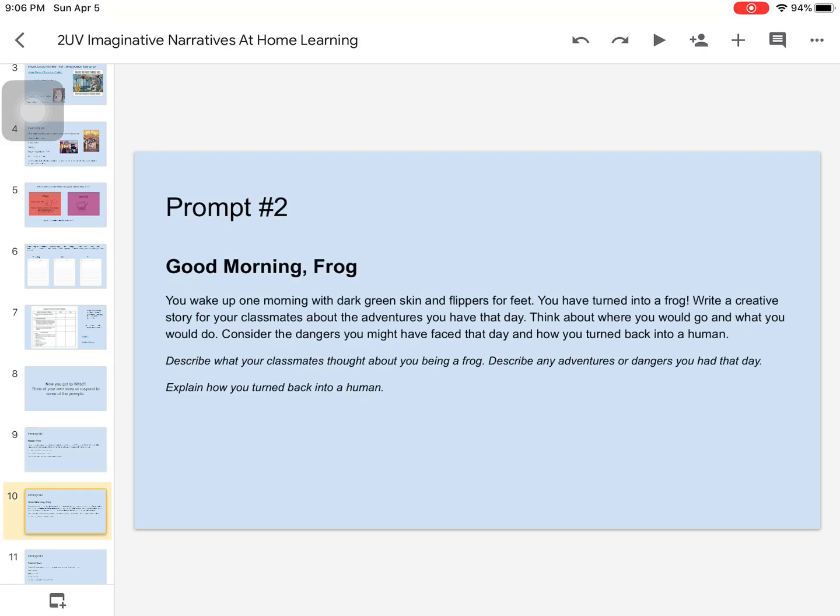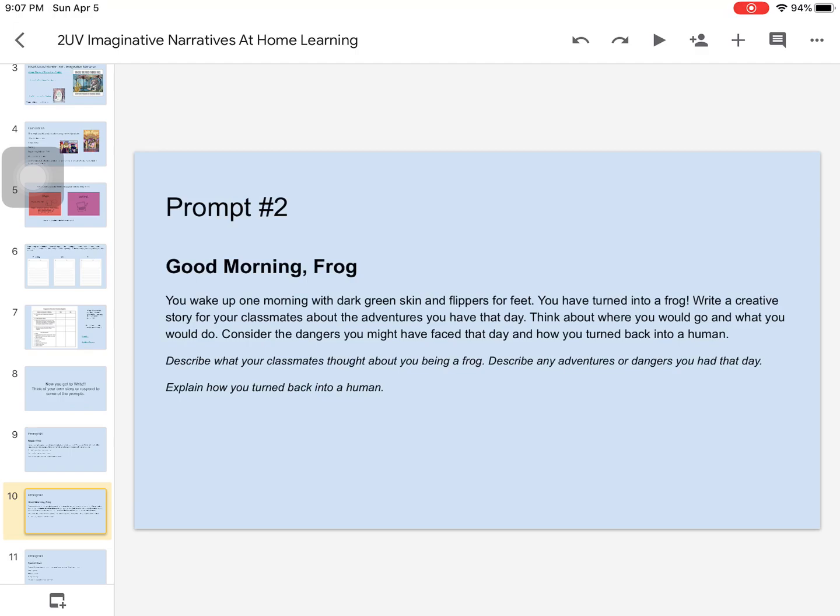I want to show you the next slide, which is for Wednesday and Thursday of this week, which is prompt 2. And it is Good Morning Frog. It says, you wake up one morning with dark green skin and flippers for feet. You have turned into a frog. Write a creative story for your classmates about the adventures that you have that day.